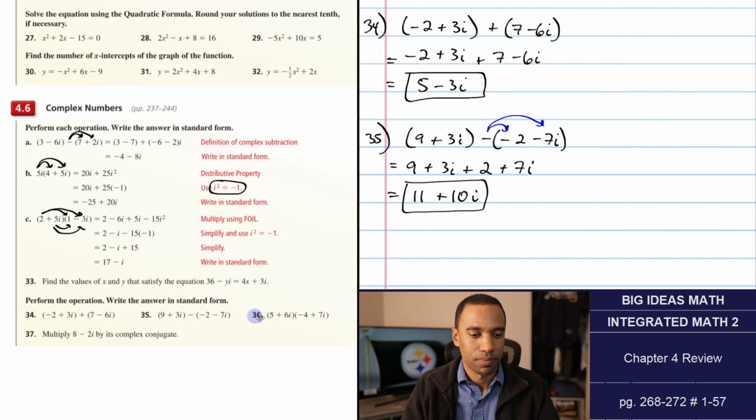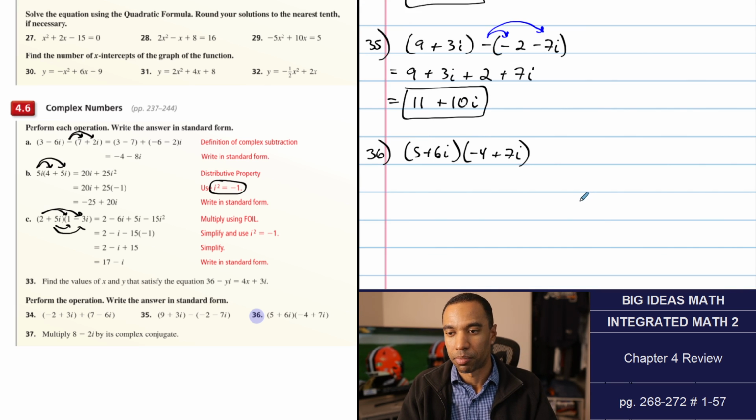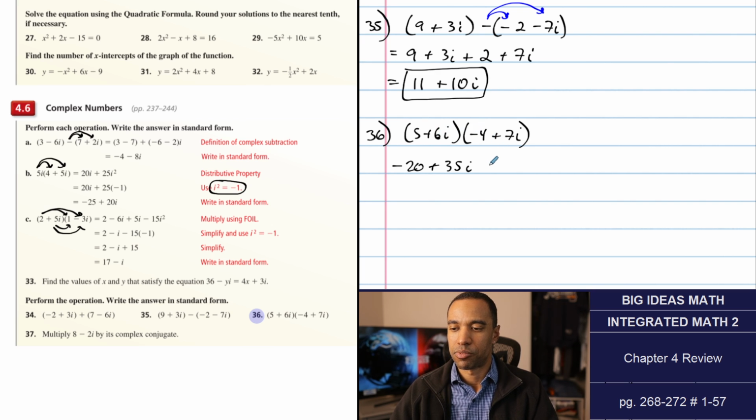Number 36. 5 plus 6i times -4 plus 7i. Let's FOIL and then simplify from there. 5 times -4 is -20. 5 times 7i is 35i. 6i times -4 is -24i. And 6i times 7i is 42i squared.